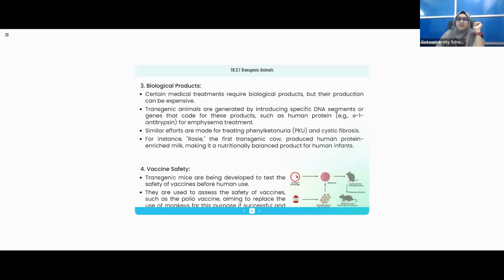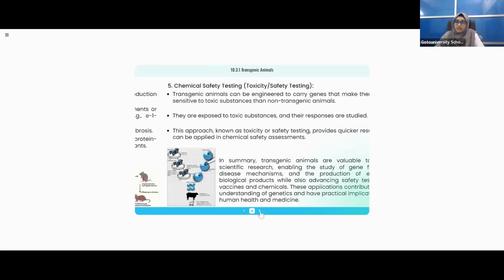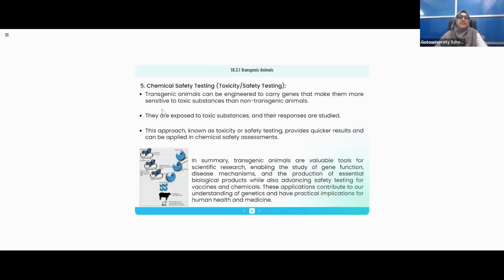Understood how transgenic animals are used? For vaccine safety, for developing the vaccine and so on, they are using these transgenic animals. I hope these four points are clear. Moving to the fifth point, chemical safety testing. That is, we need to test the vaccine. What I have discussed is the same thing. Here it is about drugs, meaning the tablets and so on that we use. For that testing also, the testing of toxicity is made on transgenic animals only.